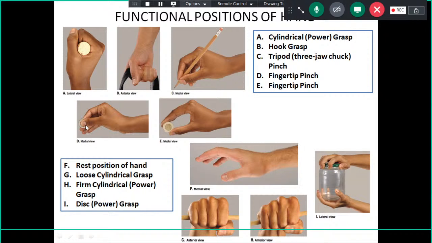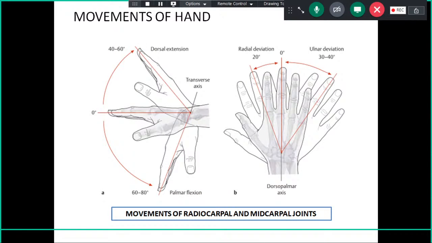These are just to show the loose grasp and the fingertip pinch between the two. The pinch grasp or the precision grasp can be varied. You can have almost opposition of two fingers with some gap in between. These are the movements of the hand at the radiocarpal and the midcarpal joints.